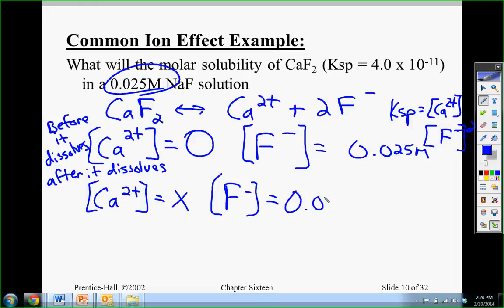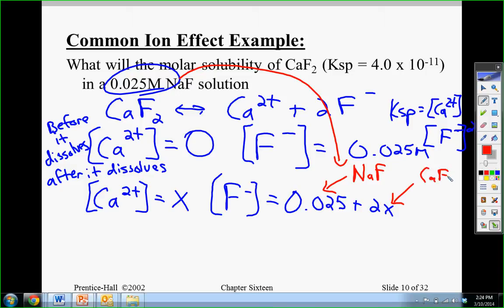All right, 0.025 plus 2x. Let's talk about where they came from. Where did this point come from? Don't you have an arrow there? Where did it come from? Which is 0.025 NaF. Where did this one come from? CaF2. All right, so far that's what we have. Not a problem. Now all we have to do is solve.